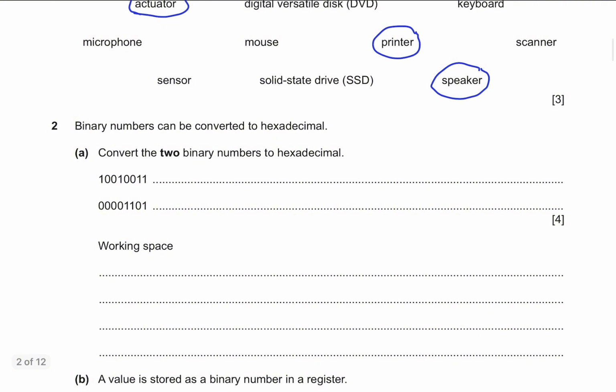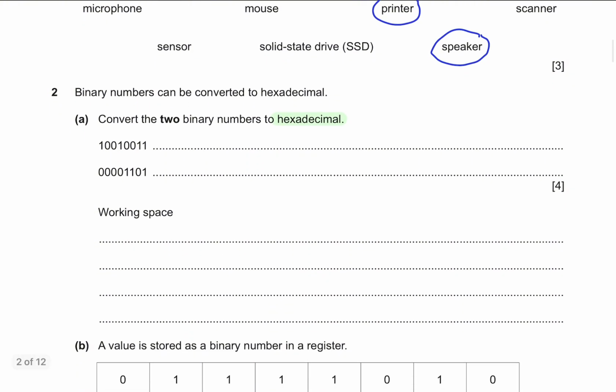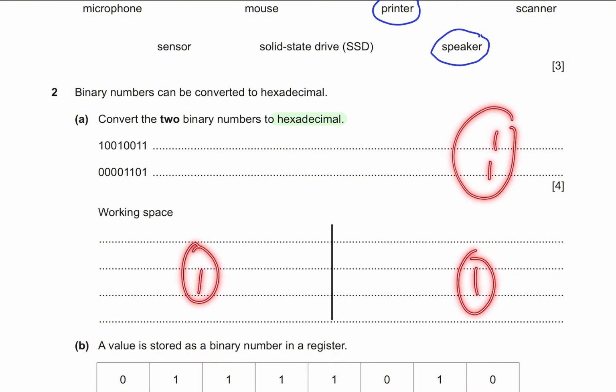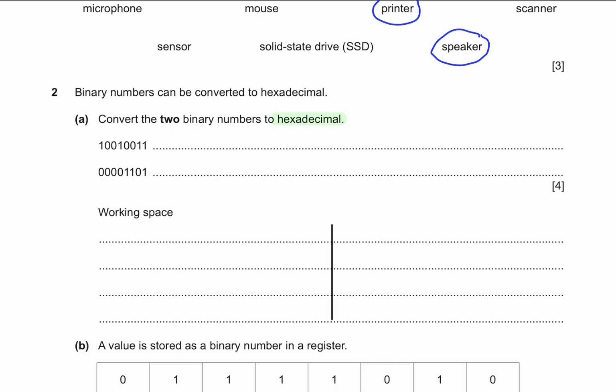The next question is, convert the two binary numbers to hexadecimal. They're binary numbers. It's pretty easy. You have the working space, so you're going to make separate working space for both of them. It's for 4 marks, 1 mark for the answer for both of them, and 1 mark for the working for both of them. So now I'm writing the working. 1 0 0 1 0 0 1 1.